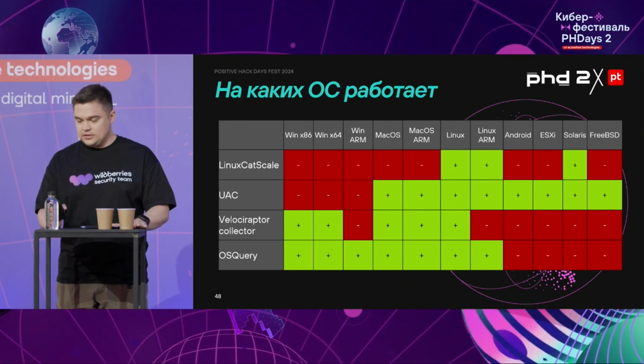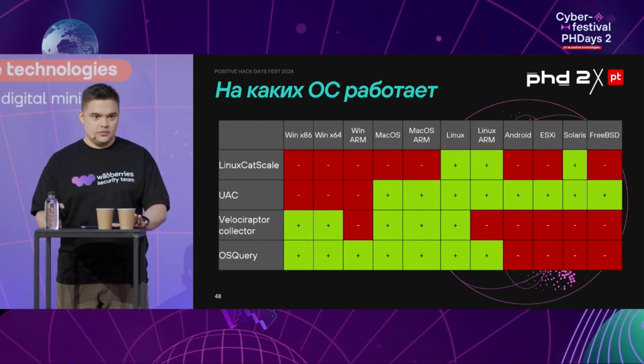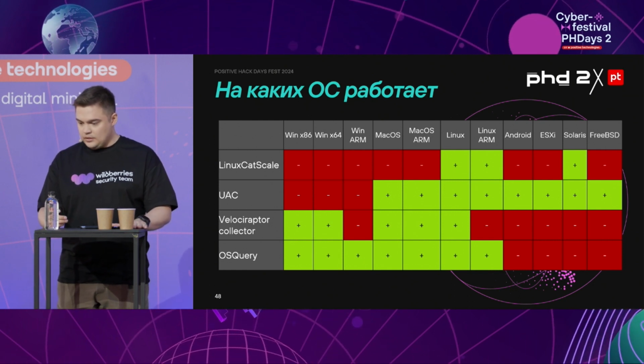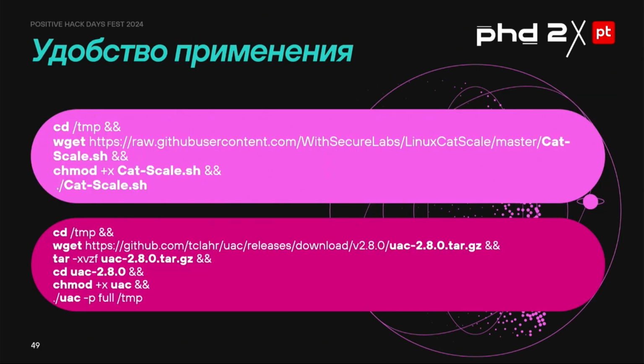And you can see that for Windows, we have Velociraptor as OS and OS Query as the candidates. And UAC is the broadest coverage of Linux systems.